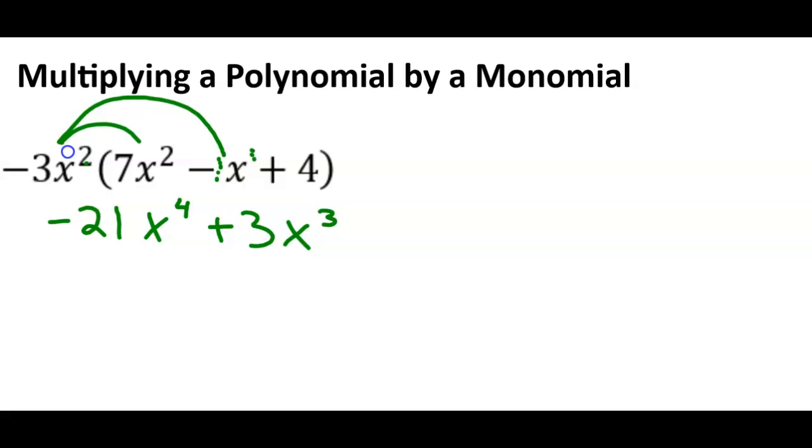Good. And now I'm going to do -3x squared times 4. -3 times 4 is? -12. And then I have no variable to add, but that x squared is going to come with. So this is my answer. So this x squared, because there's nothing there, just comes with. If there would have been an x there, then I would have added my exponents, but because there's nothing there, it just follows along. Okay?